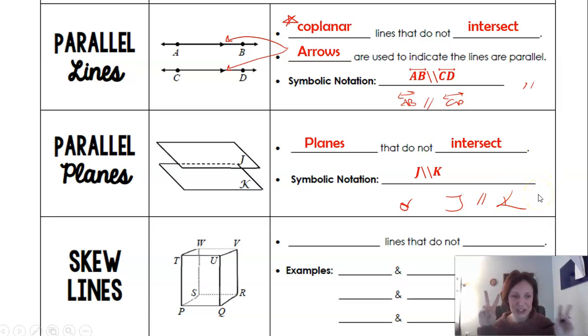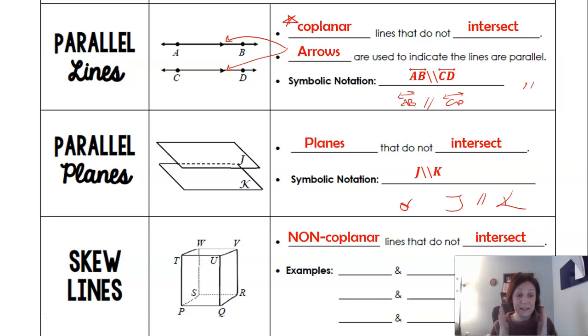Okay, so listen. This last one, skew. It's a fun word to say. This is where the geometry comes in. Because skew lines also don't intersect. They're not going to cross, but they're not parallel. And here's the difference. They are not coplanar. They are not in the same plane. So the reason that they don't intersect is different than the reason that parallel lines don't intersect.